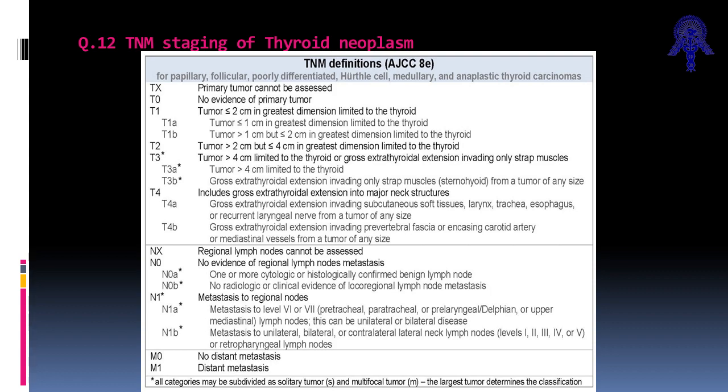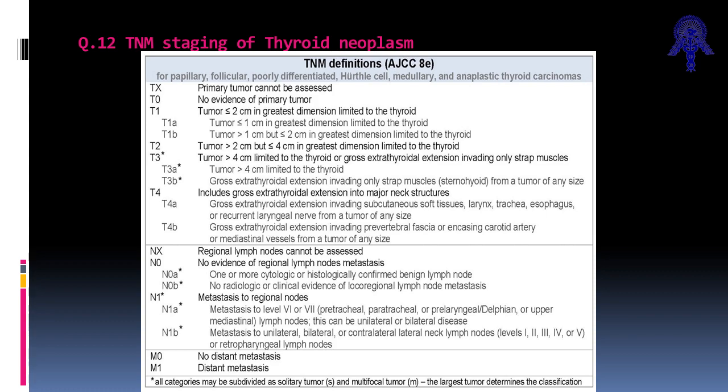T1 less than 2, 1A, 1B. T2, 2 to 4. T3, 3A and 3B. 3A means inside the thyroid, 3B means just outside the thyroid involving the strap. And T4, 4A and 4B. 4A means structures adjacent to the thyroid: trachea, esophagus, RLN, larynx. And 4B means which has gone beyond the local invasion, that is prevertebral structures, mediastinum and the carotid, right.